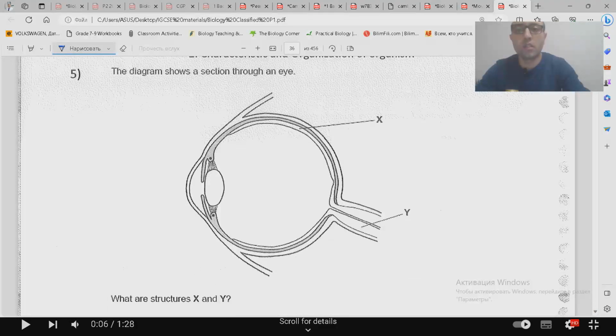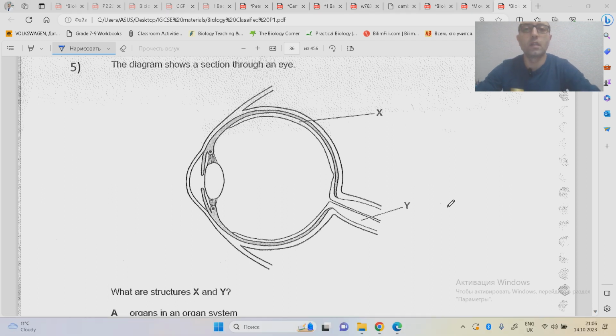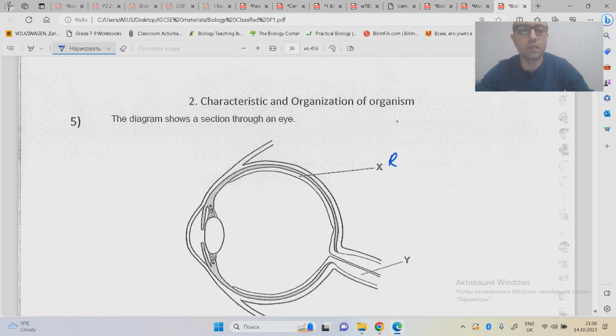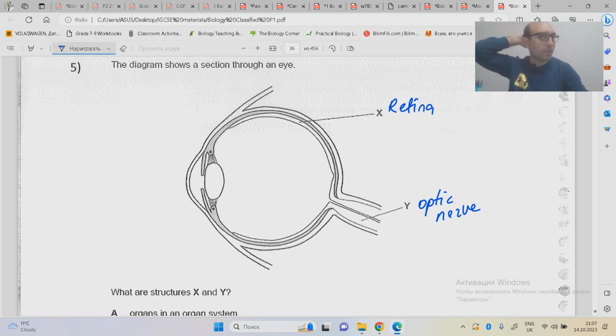Fifth question, section of an eye. Short information: this question is not actually about eye structure, so you don't need to learn it. If you go by the same logic, first of all, you must know that in this picture X shows the retina. This area is known as the retina. And Y is a part of the optic nerve, which carries nerve impulses to the brain. They carry them to this area. In biology, it's known as the occipital lobe.